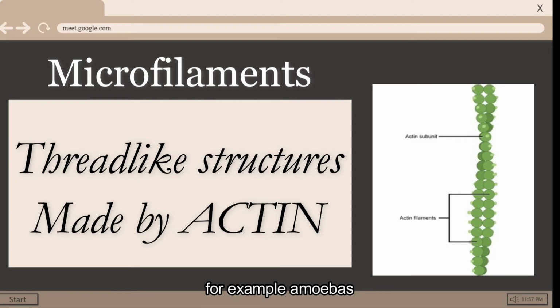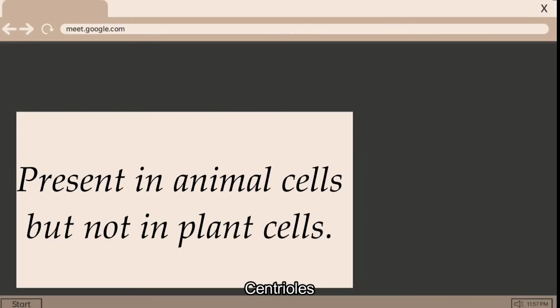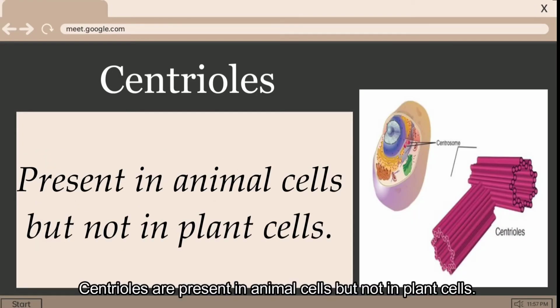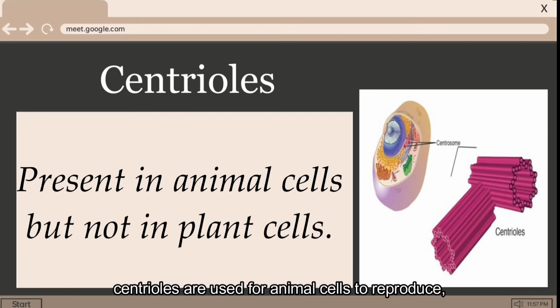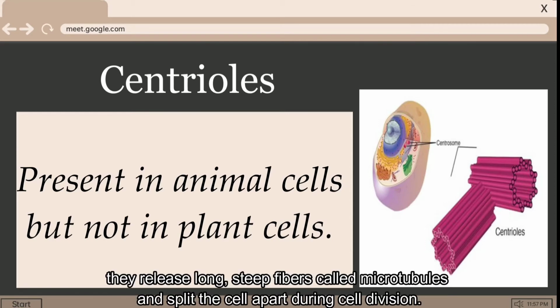For example, amoebas. Centrioles. Centrioles are present in animal cells but not in plant cells. Centrioles are used by animal cells to reproduce. They release long, stiff fibers called microtubules and split the cell apart during cell division.